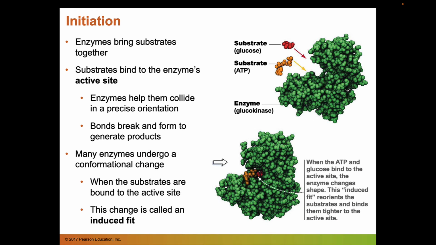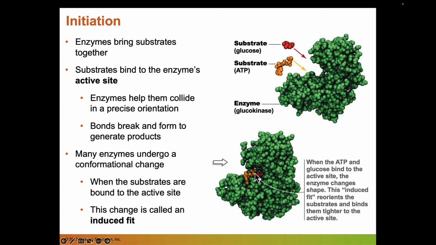So during initiation, what happens is that enzymes bring together specific substrates. And so here's an example of glucokinase. What this enzyme does is it binds glucose and ATP, and it binds them in its active site. And this enzyme is going to help these 2 molecules come together in a precise orientation that's going to allow them to break some bonds and reform others to make a product.